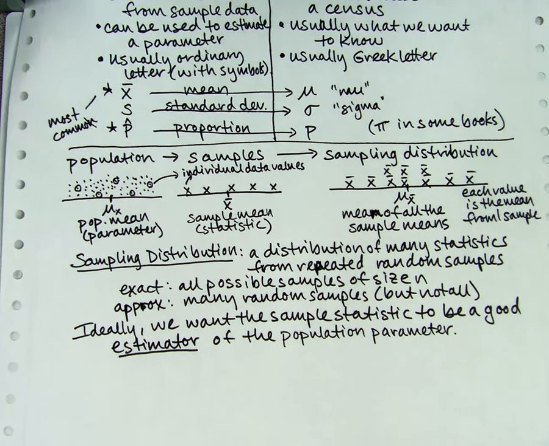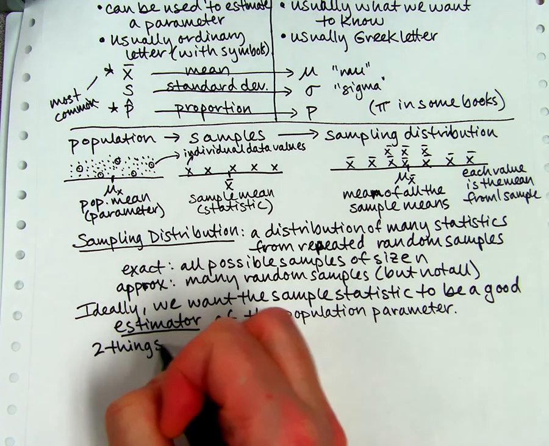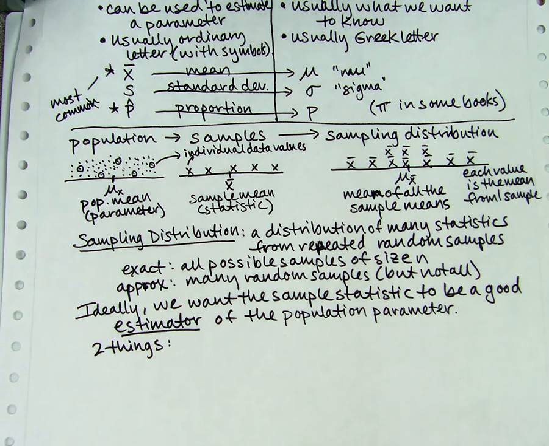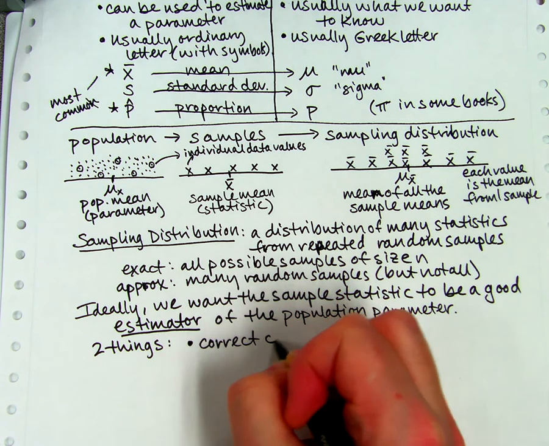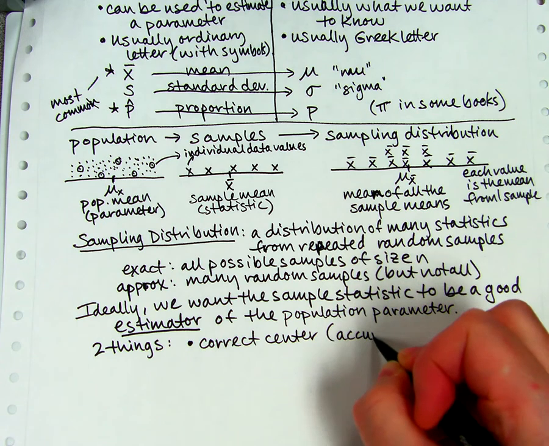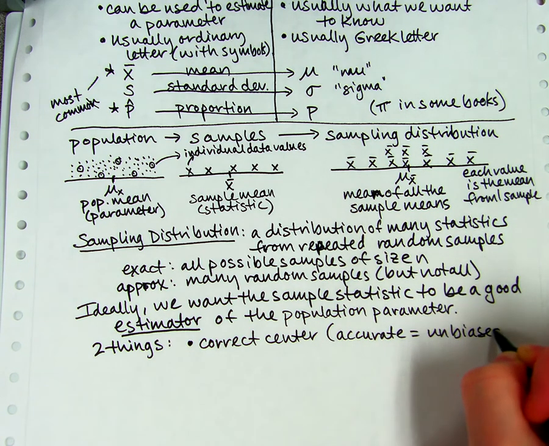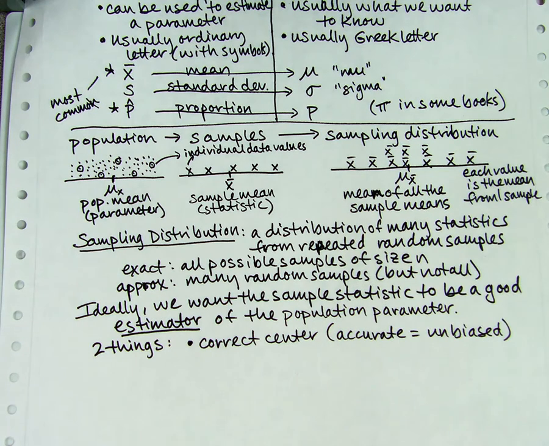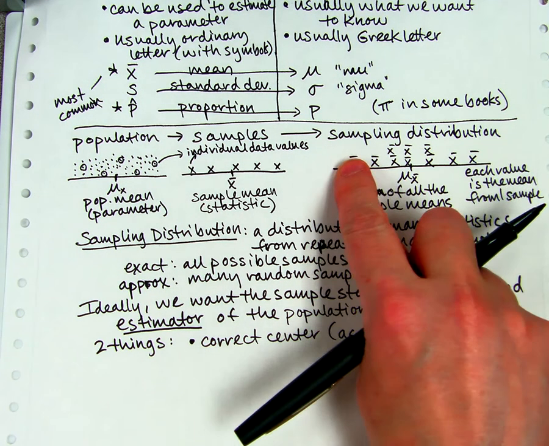A good estimator has two things that are true about it, and then that is it for today's notes. Two things that should be true for a good estimator, and that is it would have the correct center. That means it would be accurate, or the other word for that is unbiased. Remember, bias means they tend to overrepresent or underrepresent a certain part of the population. So if your estimator tends to be too big or too small, that would be biased, and that's not what we want. We want some of them above the true mean and some of them below the true mean and nice and balanced.